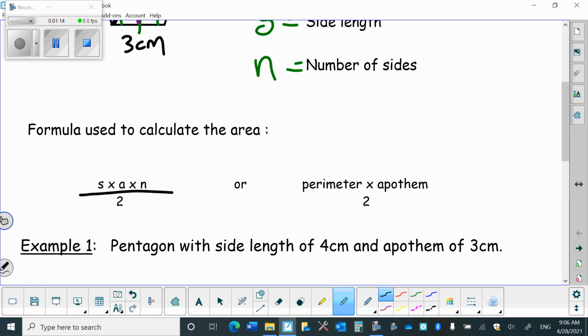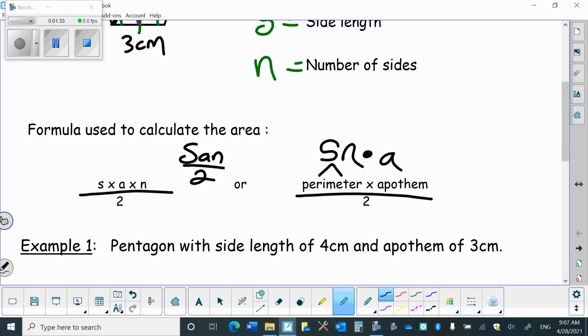Okay, I don't like the x's there, so I really like to use S-A-N, san divided by 2. Now remember that perimeter is really S times N, and then here they're saying times apothem. So it doesn't matter which way you multiply it up, it does multiply and then divide by 2, the exact same thing.